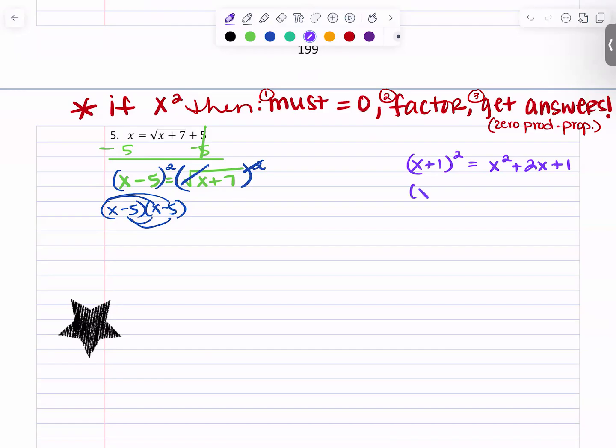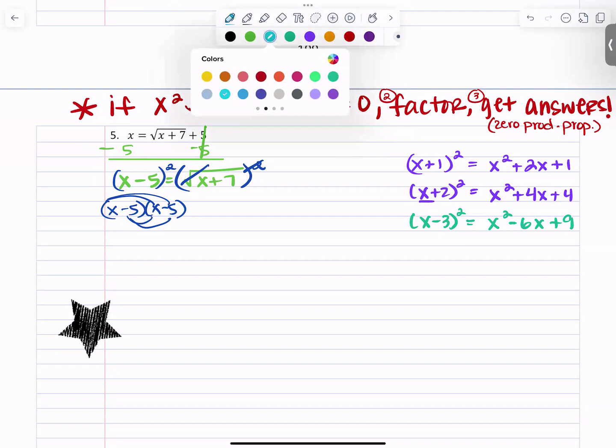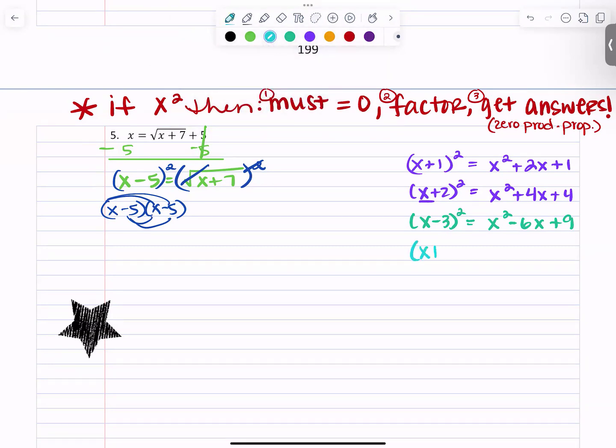Okay? Same is true for x plus 2 squared. It's always x squared because there's just one x. 2 plus 2 gets you 4x in the middle. 2 times 2 gets you 4 on the end. If it's x minus 3, it's throwing a minus. x squared, then negative 3 plus negative 3 is negative 6. But negative 3 times negative 3 is positive 9. So you've got to get to where those are easy, that you don't have to FOIL it every single time. Okay? Every single time you're going to have x squared.